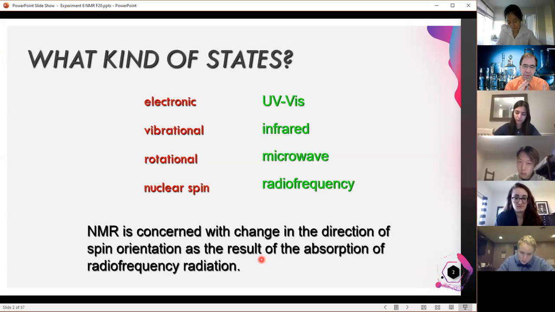So we're going to focus in now. I think this is our first technique that looks at the nucleus itself. And so we'll get some information about that.